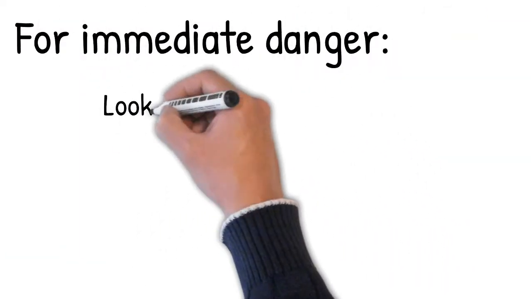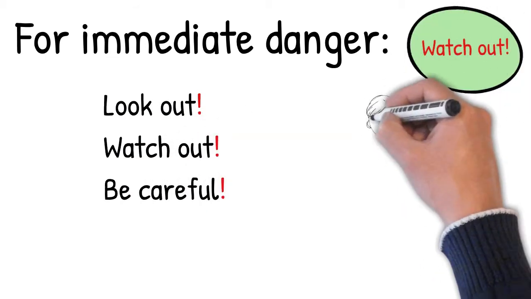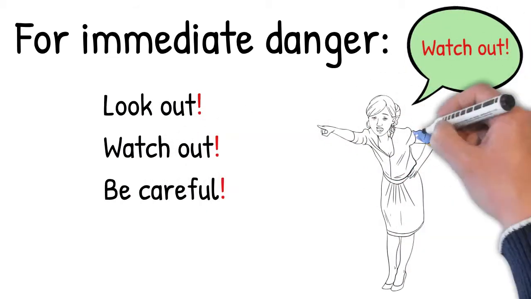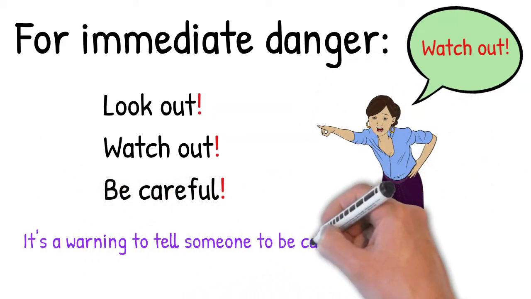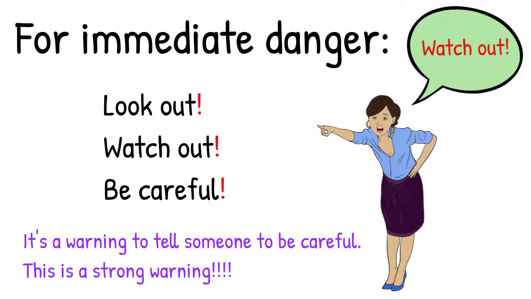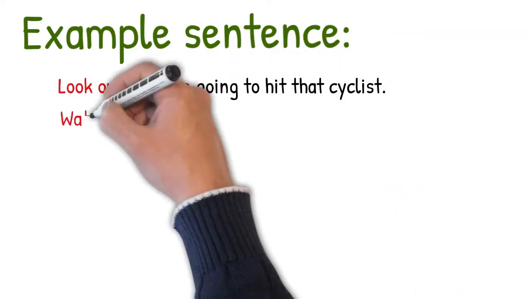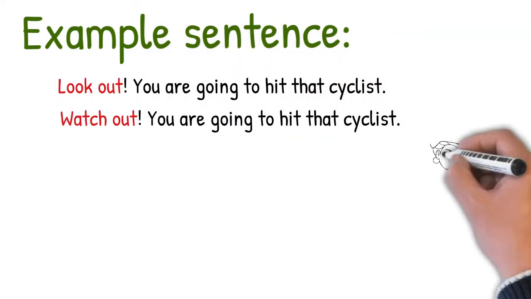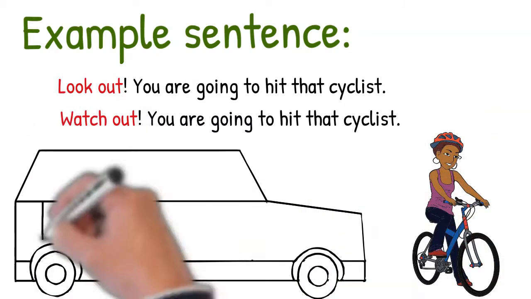First one is the most important one, and you know it because you learn these first. It's for immediate danger. Look out, watch out, be careful. It's a warning to tell someone to be careful right now. This is a very strong warning. Here are a couple of examples. Look out, you're going to hit that cyclist. Watch out, you're going to hit that cyclist. Like, stop right now, you're about to hurt that person.